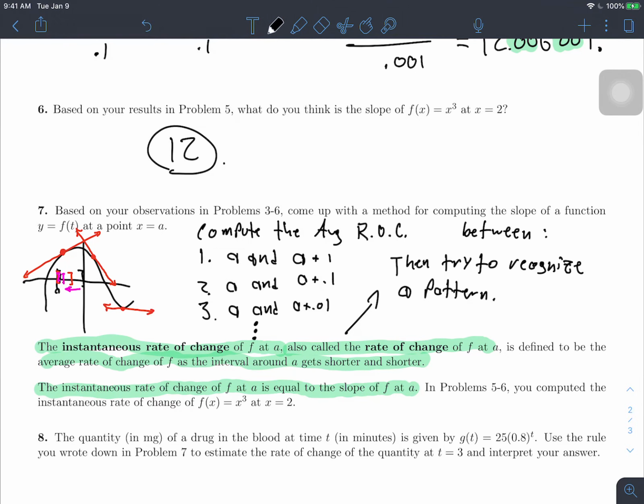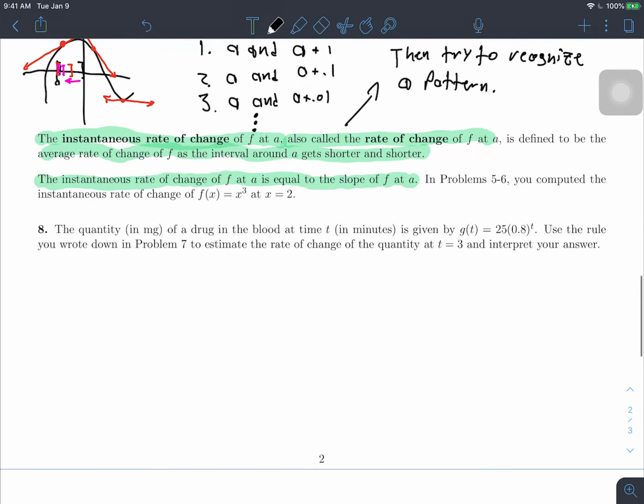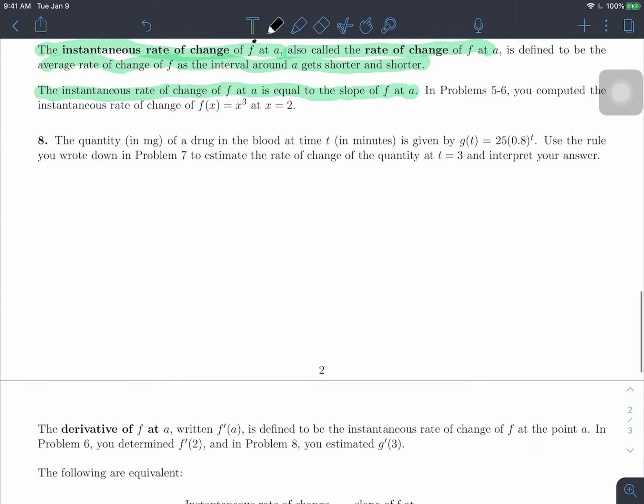Okay, let's have some more practice. The quantity in milligrams of a drug in the blood at time t in minutes is given by g of t equals 25 times 0.8 to the power t. First, let me ask, what kind of function is g of t equals 25 times 0.8 to the power t?